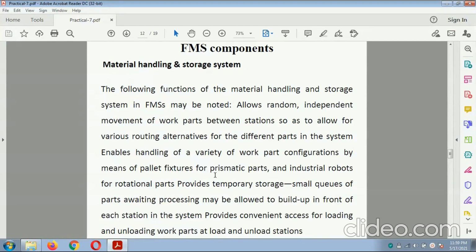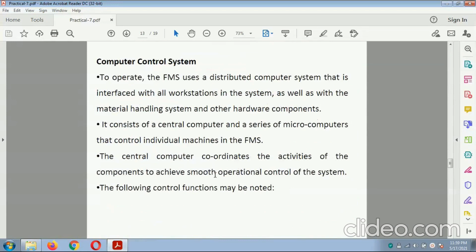Industrial robots are used for rotating parts. It provides temporary storage, so small queues of parts awaiting processing may be allowed to build up at each station in the system, and it provides convenient access for loading and unloading the work parts at the load and unload stations.